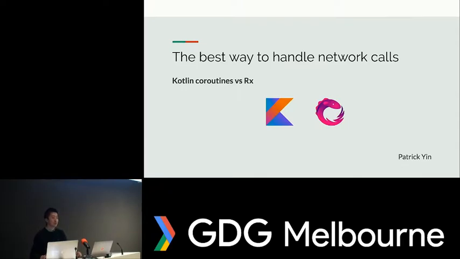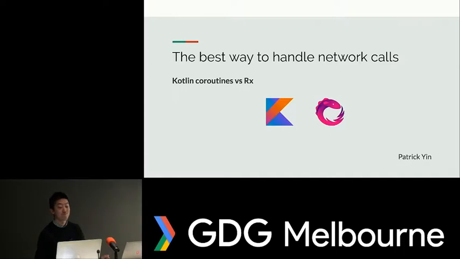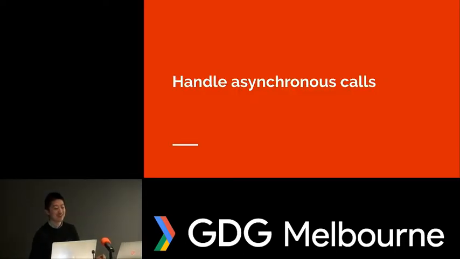I'll spend around 10 to 15 minutes to talk about coroutines and Reactive X. The network call is a good example we can use for comparison. Let's think about the difference between network calls and other general calls. Yes, we all know a network call must be an asynchronous call. That means the important thing is how to handle the asynchronous call. So normally we use a callback function to handle asynchronous calls.